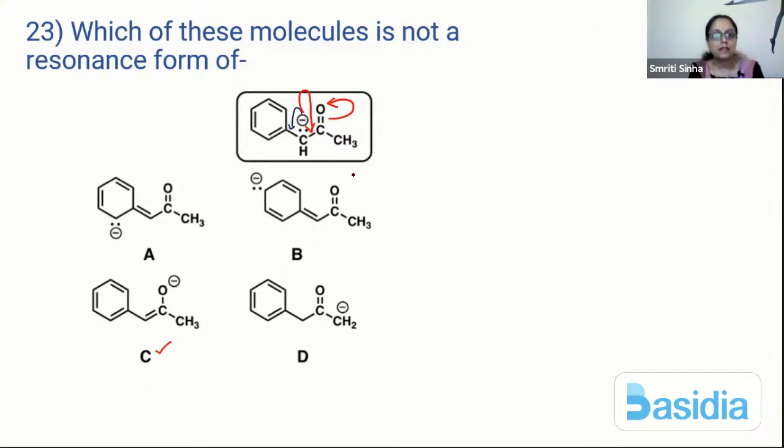Now you will ask about D. Yes, D is the wrong structure because this negative charge can move in this direction, but it can't jump here directly. It cannot be like this, because there is no conjugation. It will come back in this direction but can't go this side. So D is the wrong structure, and therefore your correct answer is option D.